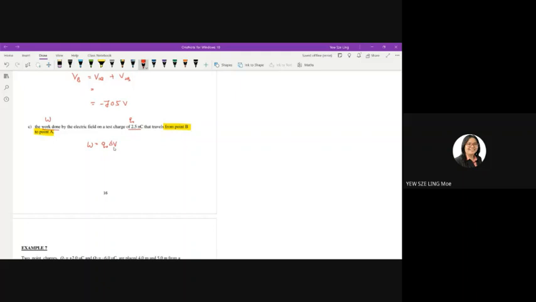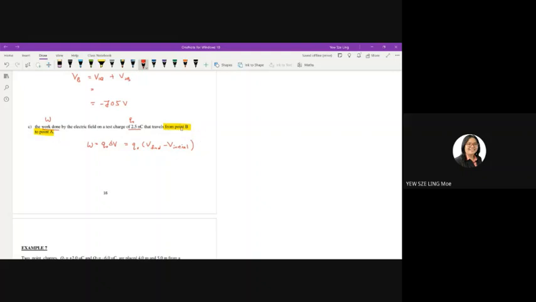Now, use delta V. Why? Because now your charge is no longer moving from infinity to a point inside the field. What happens here is you're traveling from one point to the other point. So the change in potential, delta V, equals V final minus V initial. Now, what does it mean by V final minus V initial? How do we know which one is final and which one is initial? You look at the questions again.